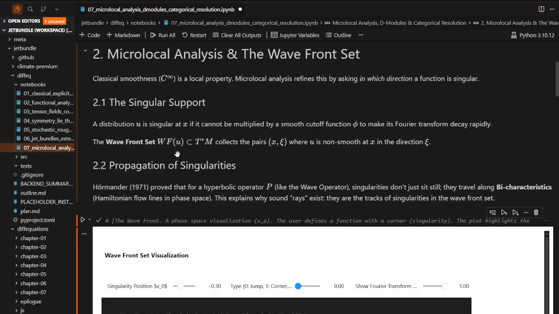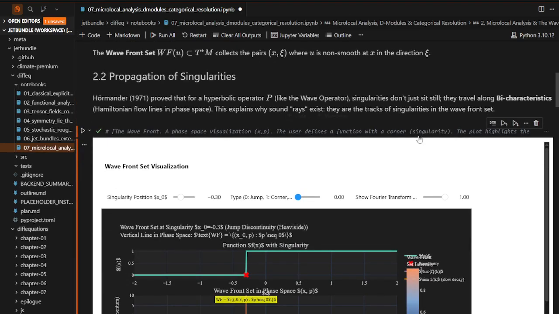In the wavefront set, the WF of u is a subset of the cotangent bundle. Okay, and it collects the pairs of x and ξ. It's an element within the space of the cotangent bundle. Okay, and u is non-smooth at x in the direction of ξ. All right. And so what this allows us to do is then talk about a crucial theorem by Hörmander in 1971 that he proved for hyperbolic operators like the wave equation. Okay, and what is a hyperbolic operator?